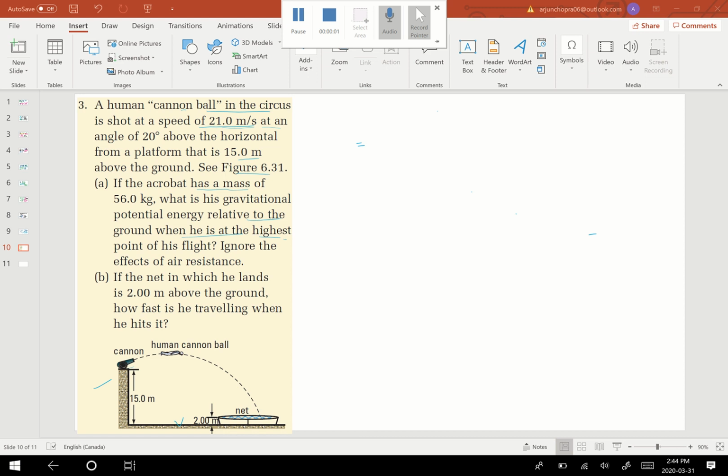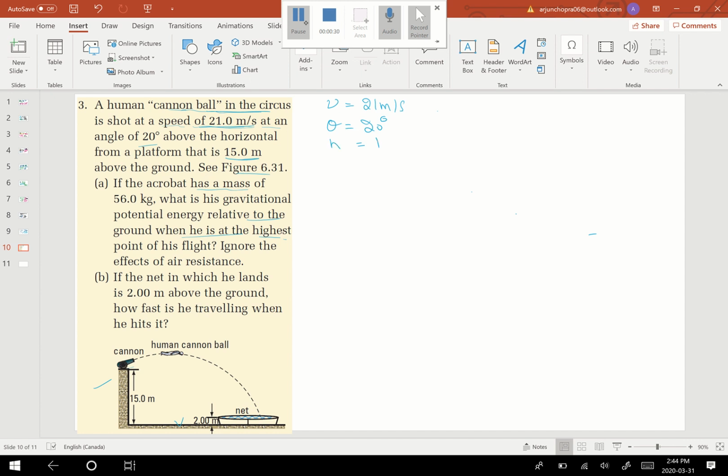Welcome back, friends. Let's take another example on mechanical energy in an isolated system. So this is the question: a human cannonball in the circus is shot at a speed of 21 meters per second with the horizontal at an angle of 20 degrees above the horizontal, and it is at a height of 15 meters above the ground.